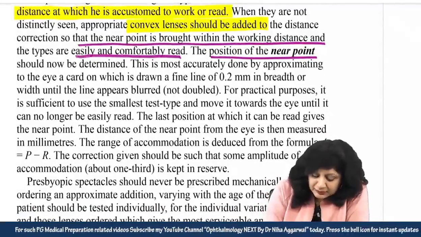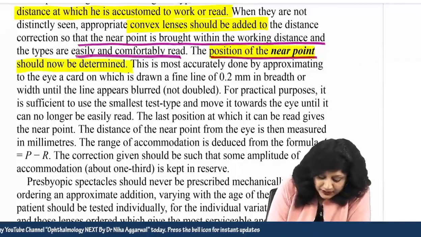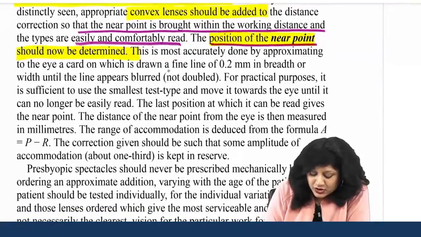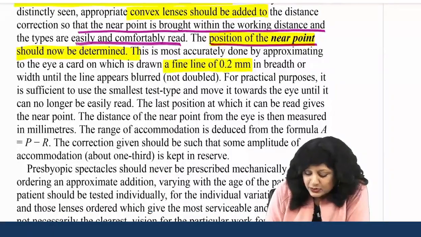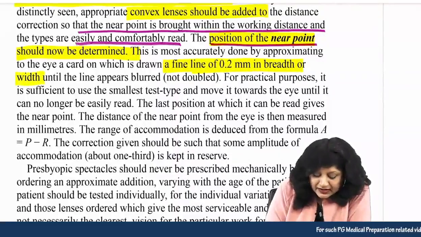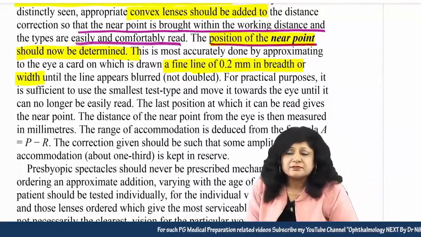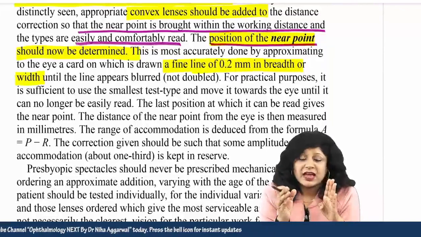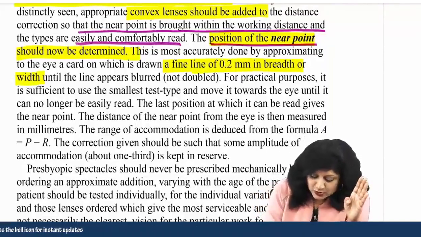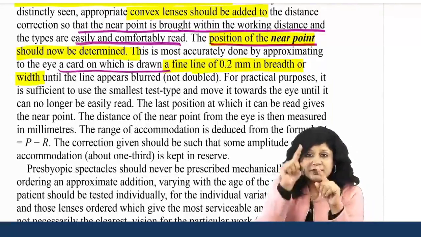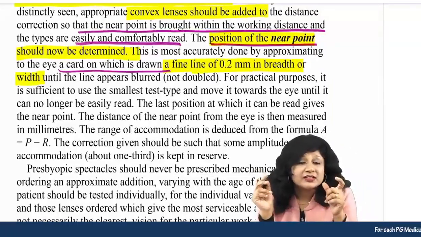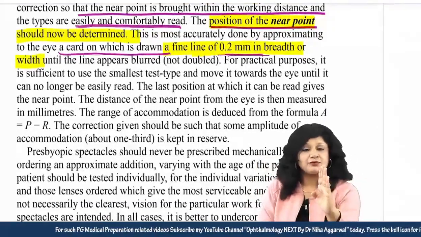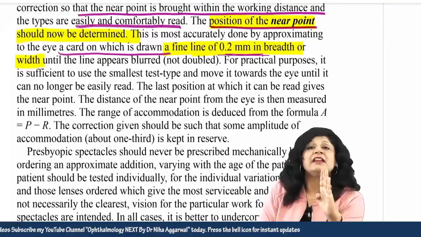So we have to determine this position of the near point. This is most accurately done by approximating to the eye a card on which there is a fine line 0.2 mm in breadth or width until the line appears blurred. So how can we actually determine this distance of the near point? They have told you a very simple method. We can use a card on which a fine line is drawn. How fine is it? It is just 0.2 mm in width, and you have to bring it closer until it appears blurred.